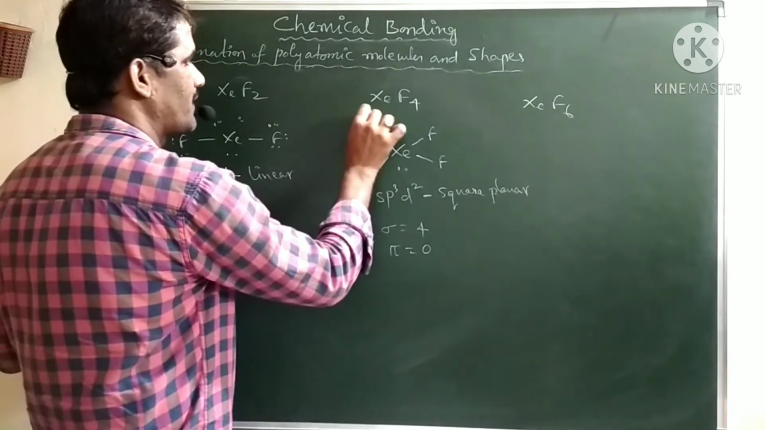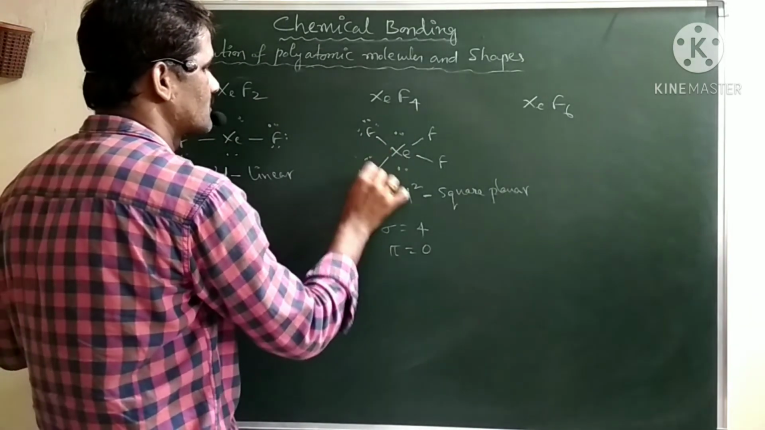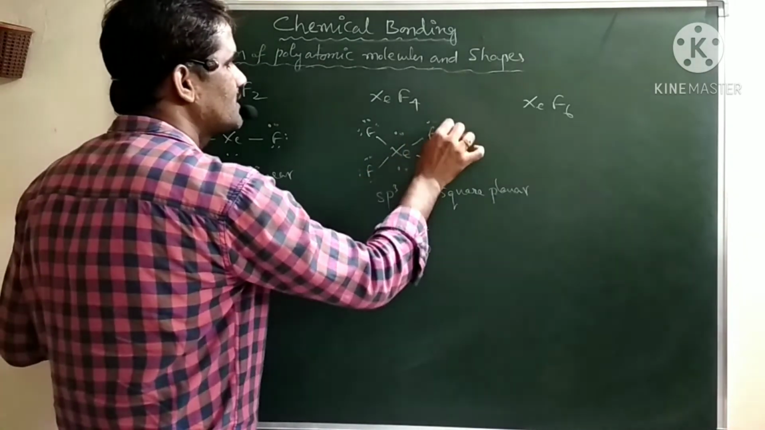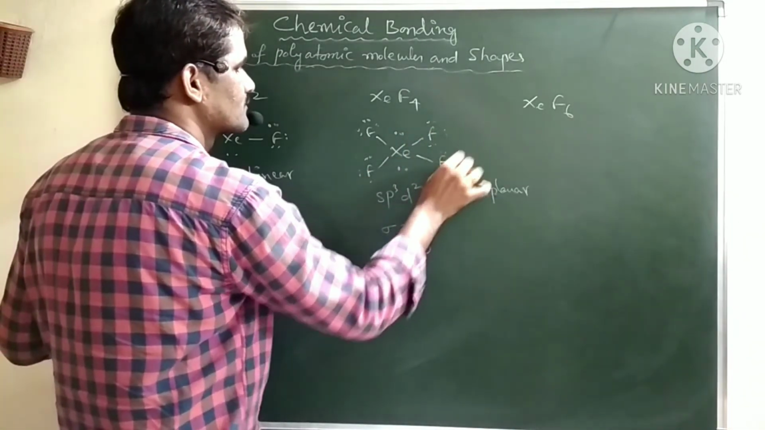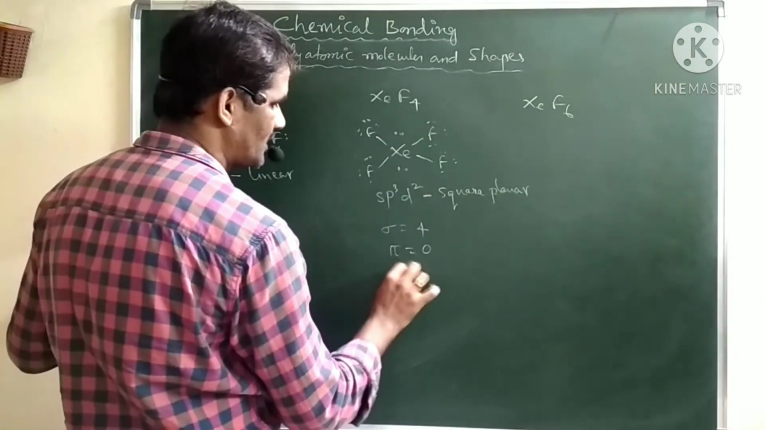Again, the total lone pairs on the molecule, if we see, we will get here 12 plus 2, 14 lone pairs.